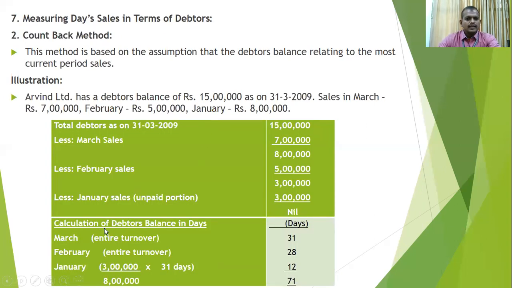And calculation of debtors balance in number of days. So March entire turnover took 31 days for 7 lakhs and February 28 days for 5 lakhs. And how many days for 3 lakhs? So 31 days took for the 8 lakhs. So 12 days for 3 lakhs.